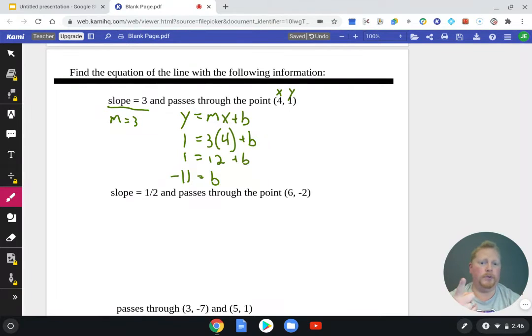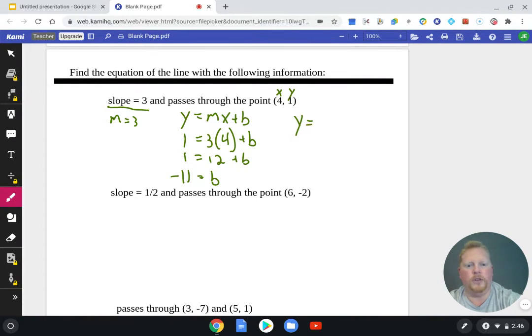I now have exactly what I need to write my equation. I know my slope, and I know my y-intercept. Now, some people will get excited. They're like, all right, I found b. And they get so excited that they just stop there. Don't stop here. Okay? The instructions say write the equation. Just because you found all the stuff that you need doesn't mean you're done.